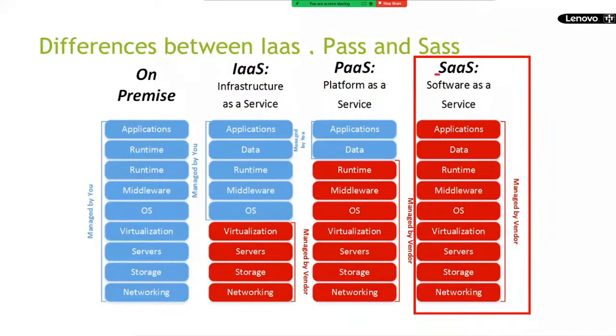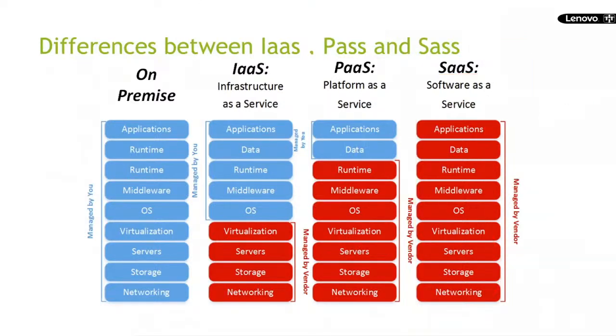Next, SaaS, software as a service, means everything is managed by the vendor. You just have to take care of how to use that service. A real-time example is pizza. Pizza is ready-made. How to eat it depends on you. Maybe you can eat it using a fork, by hand, or using a spoon. That depends on you, but it is ready-made. That is what software as a service is.